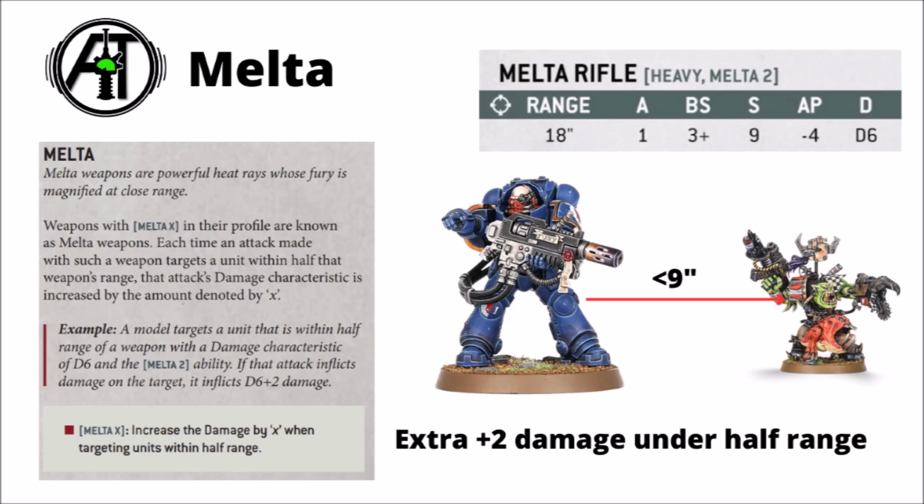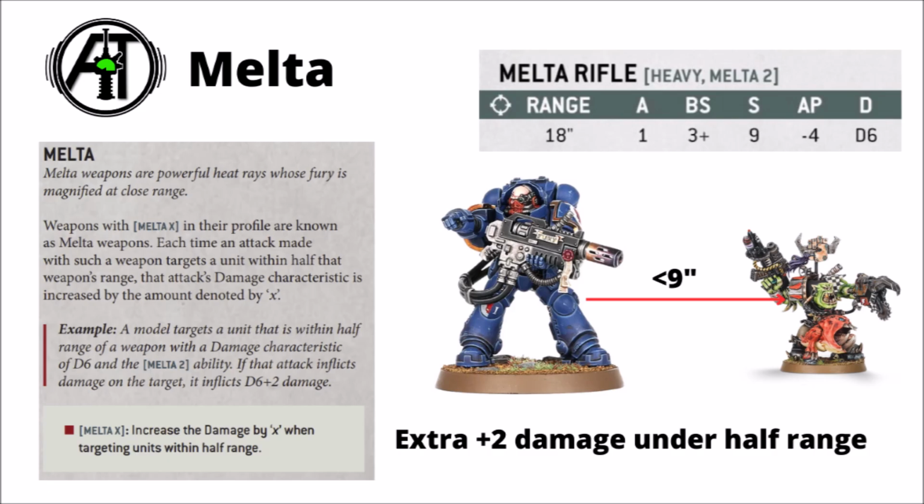Traditionally, these tend to be anti-tank weapons and tend to have really quite high damage outputs. Often they get a fair amount just on their base number, but if you can get the Melta weapon within half range of the enemy target, then they get to add a number to their damage output on top of that. For example, this Melta rifle carried by the Eradicator gets Melta 2.